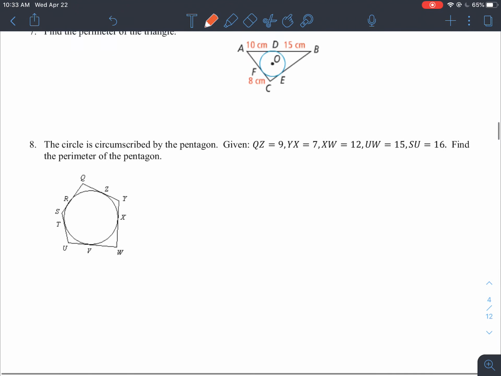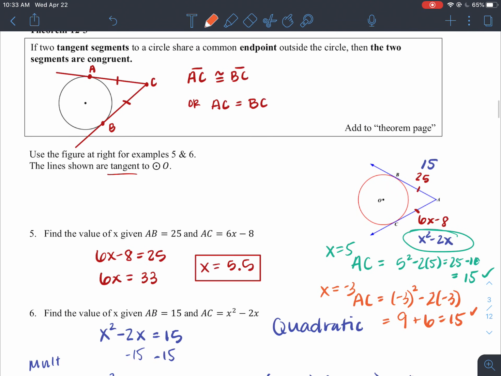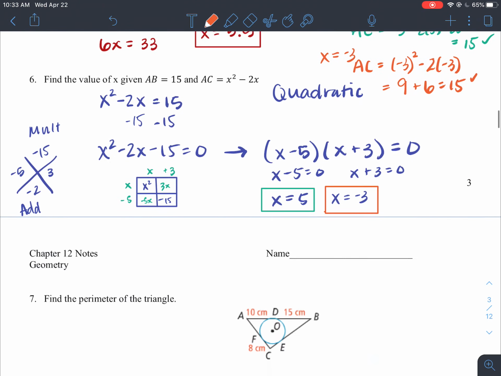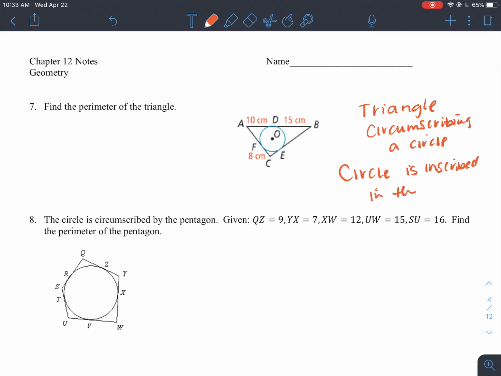Now, this right here, 7 and 8, we're not going to do them both. They are going to be filled out and posted on Schoology, so you can look at them later. These are utilizing this idea, but in a full polygon setting surrounding a circle. So if you see number 7, this is a triangle circumscribing the circle. Or we can say the circle is inscribed in the triangle. But what that's doing is essentially just creating lots of tangent segments.